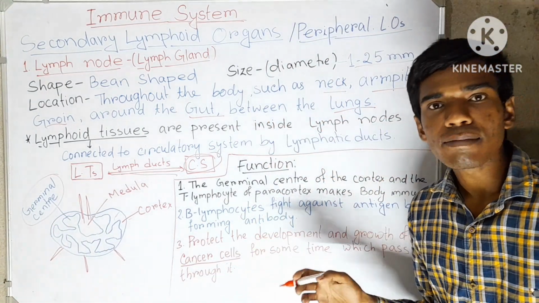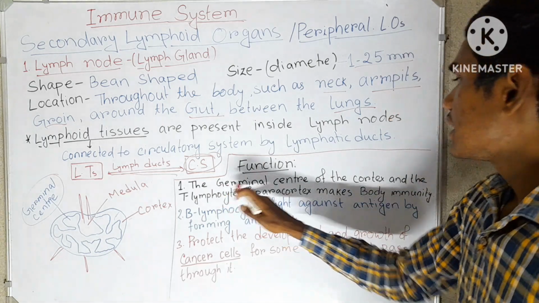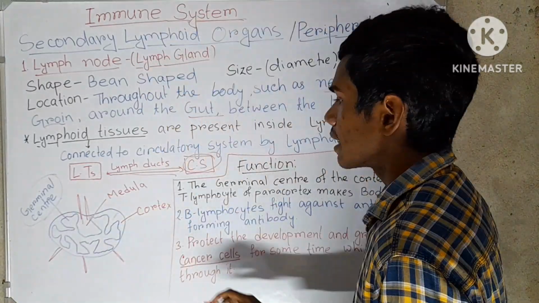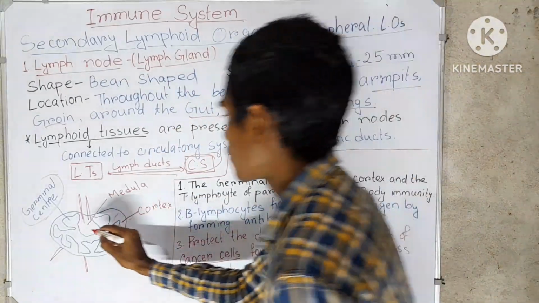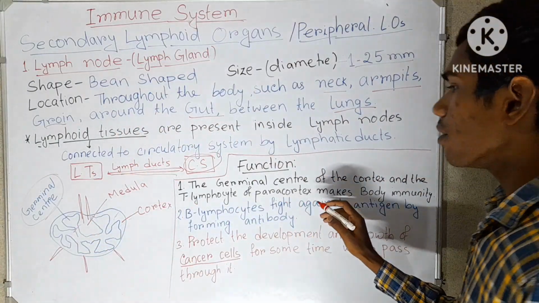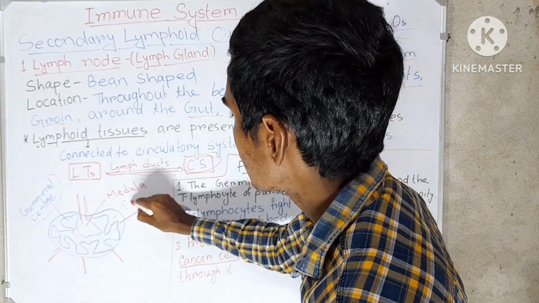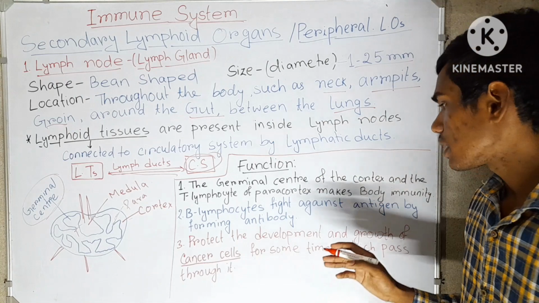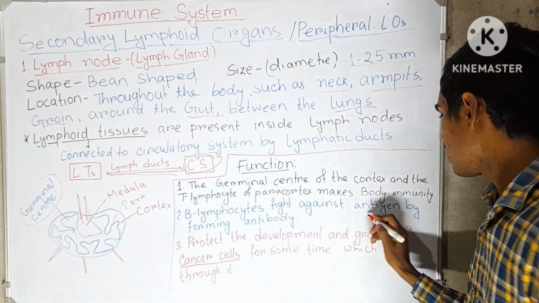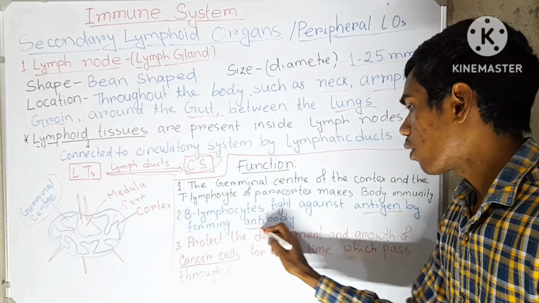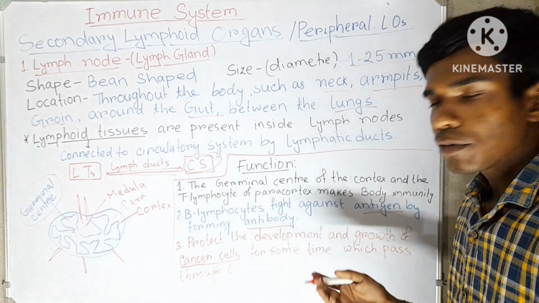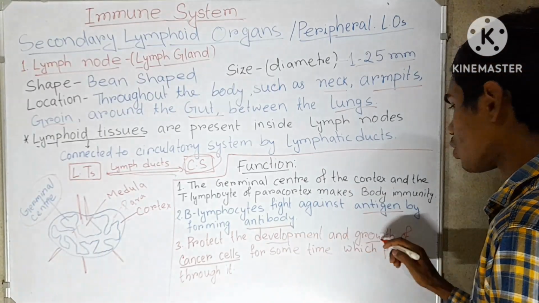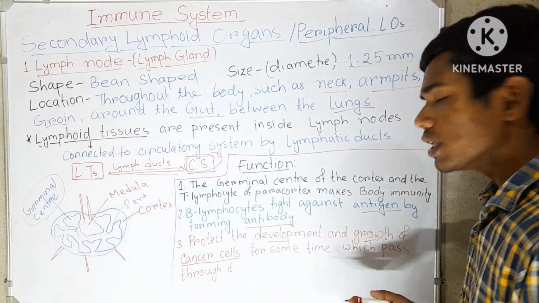The main function of the lymph nodes: the B lymphocytes are in the germinal center of the cortex and the T lymphocytes are in the paracortex. This is the paracortex, which makes body immunity. The B lymphocytes fight against antigen by forming antibody, and the lymph node also protects against cancer, slowing the development and growth of cancer cells for some time as they pass through it.